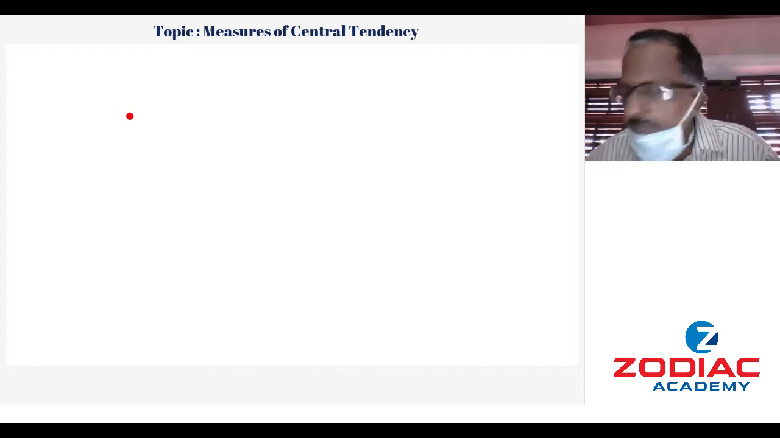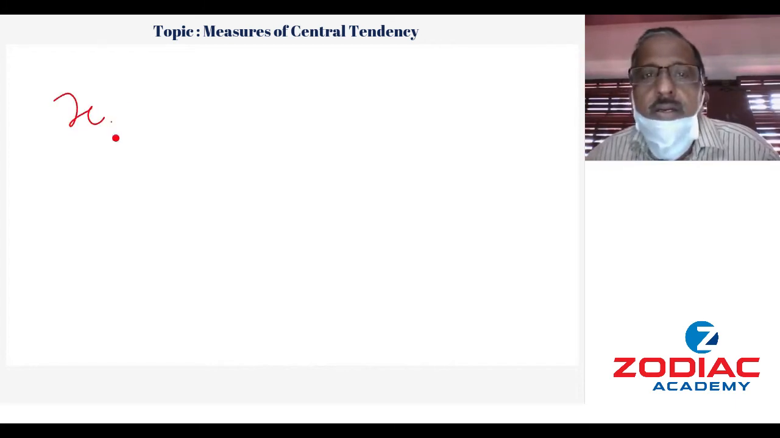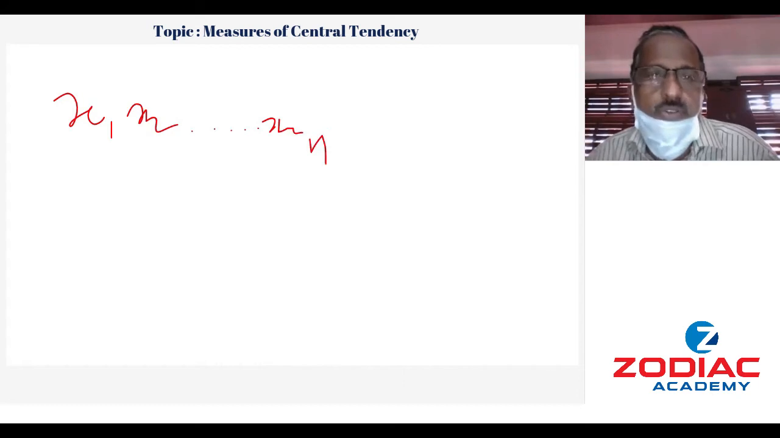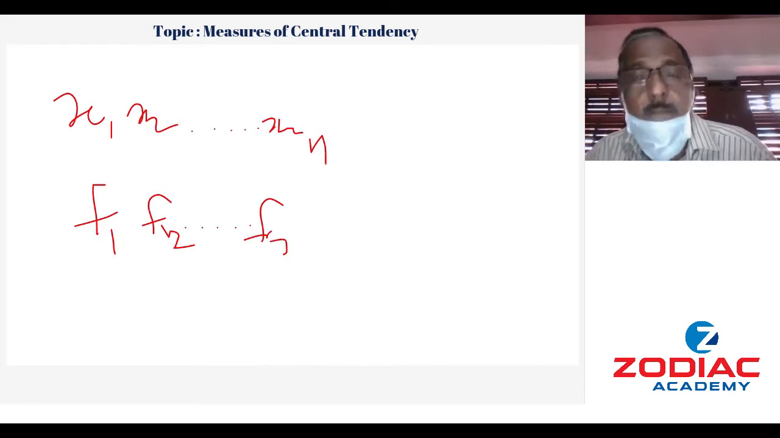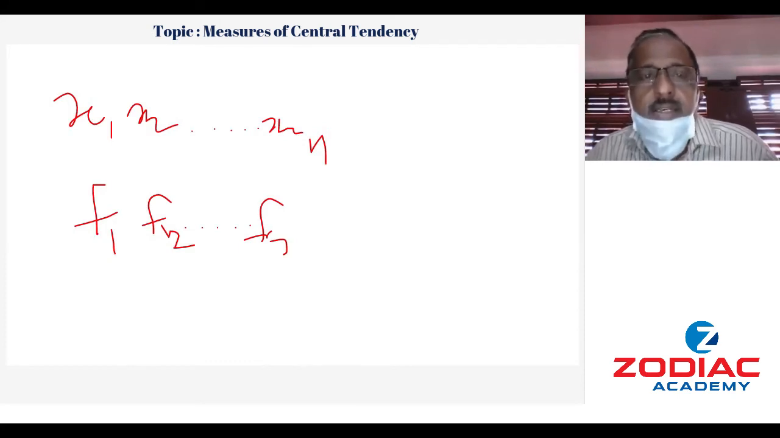Suppose x1, x2, x3, etc. xn are n observations, and the corresponding frequencies are given, that is f1, f2, f3, etc. fn are the respective frequencies. Then the arithmetic mean of these observations is here also denoted by x bar.